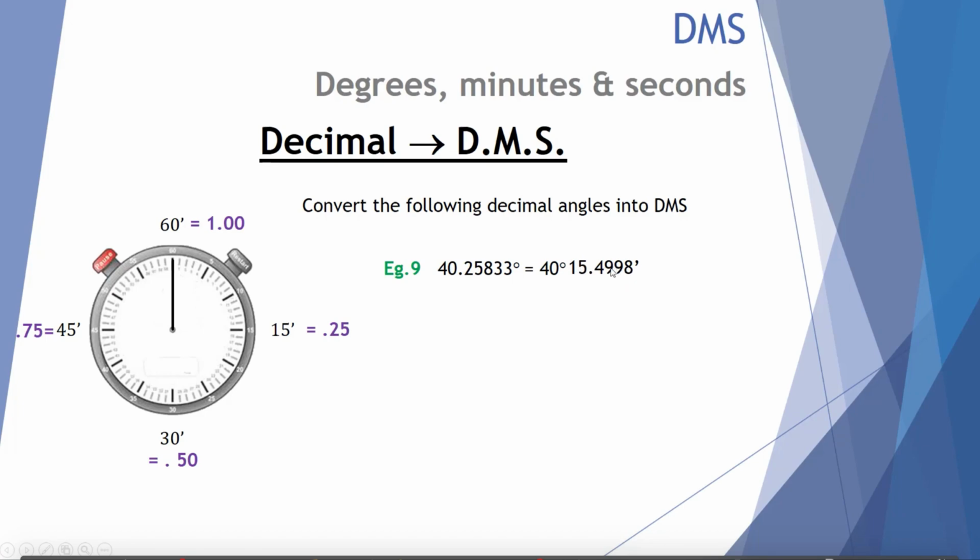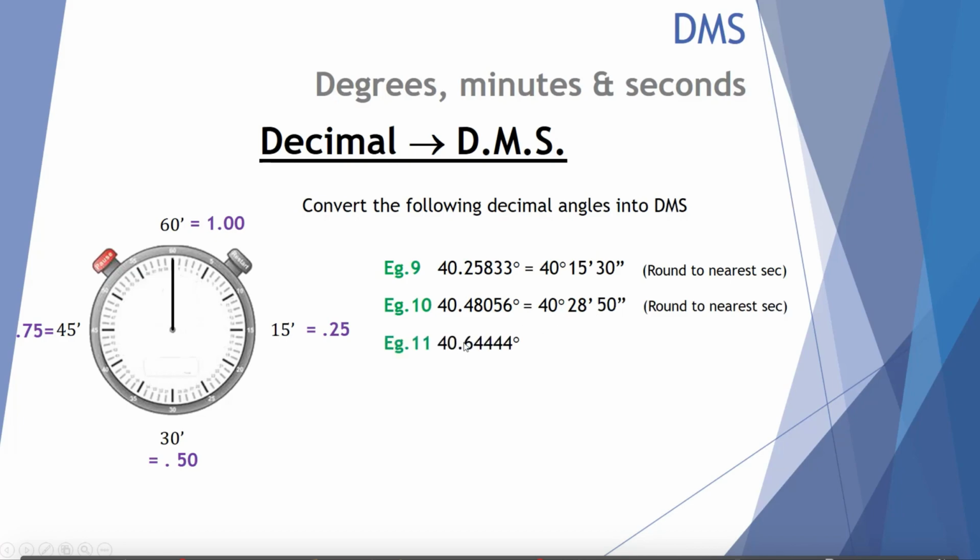Now that's still not a nice even number. So let's look at that 0.4998 and times that by 60 to work out what that fraction is of a minute in seconds. So it ends up that 40.25833 degrees is equivalent to 40 degrees, 15 minutes and 30 seconds. Another example, 40.48056. That's 40 degrees with a leftover of 0.48056 times 60 gives me 28.8336 minutes. Now that's 28 minutes with a leftover of 0.8336, times that by 60 gets it back into seconds, and that's approximately 50 seconds.